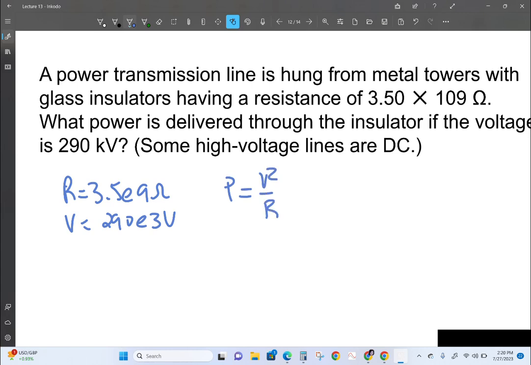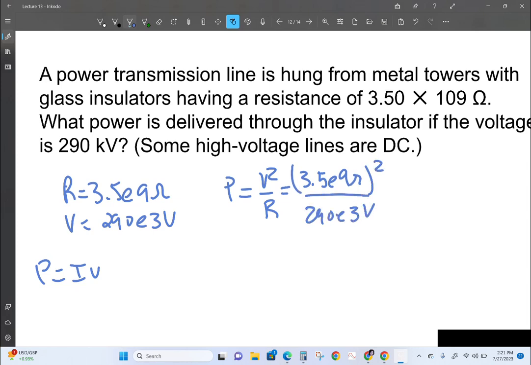But you certainly could use P equals IV if you find I first, which we did originally, and plug that in. But it would be better for you to use numbers that you know are right. So this would be 290 e to the 3 volts squared divided by 3.5 e to the 9 ohms.